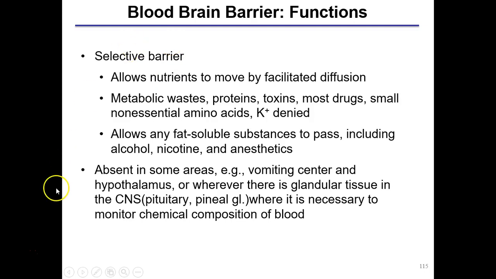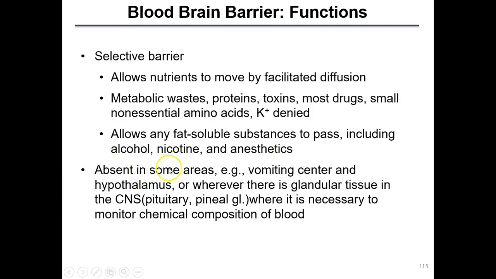So this is a selective barrier. It allows nutrients to move via facilitated diffusion between the capillary blood vessel and the neurons. Metabolic waste products, most proteins, potential toxic elements like ammonia and urea, many drugs, some of the amino acids, and potassium actually is largely denied, and so it's restricted from moving out of the blood and to the neuron. Most fat-soluble substances are capable of moving freely between the blood vessel and the neuron, and this would include alcohol, nicotine, and a variety of anesthetics, or drugs that we use as anesthetics to modify or depress neural functioning.